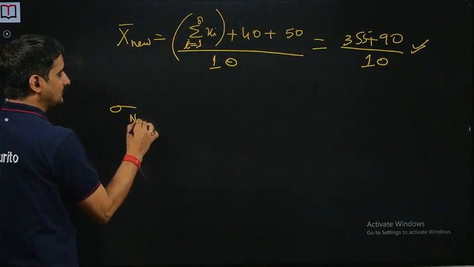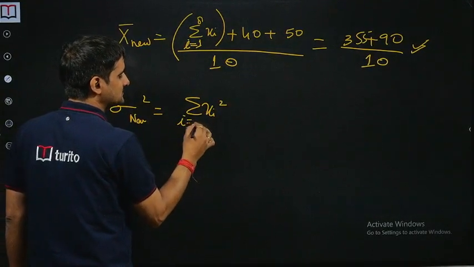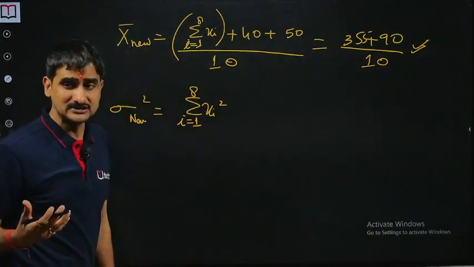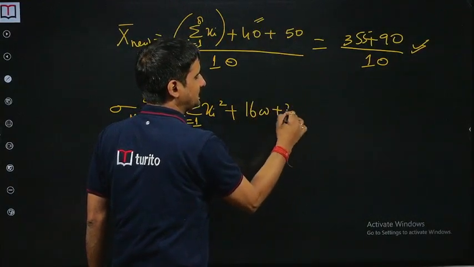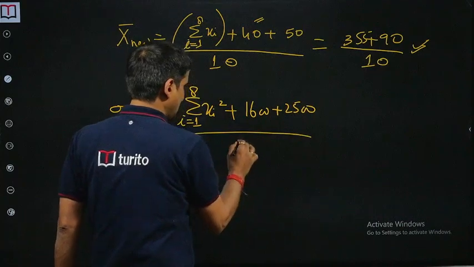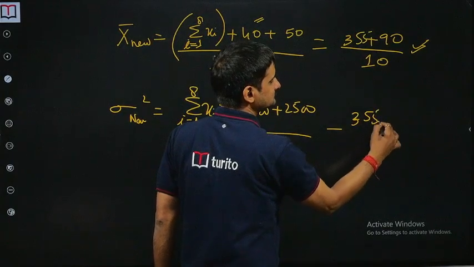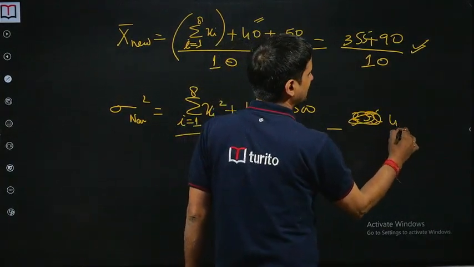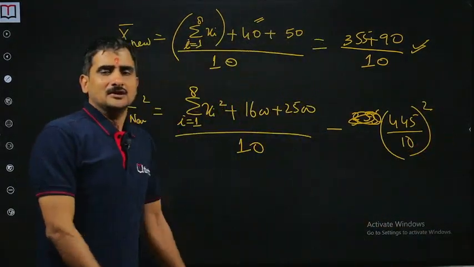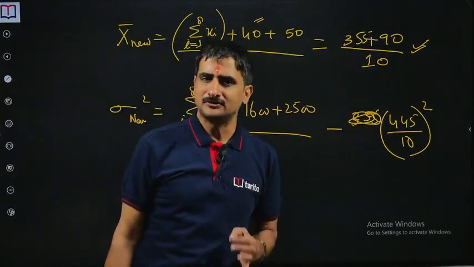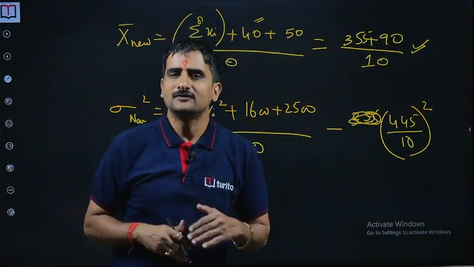Similarly, the new variance here, what will that be? Summation xi square for the 8 students whose marks are unchanged, plus the square of the marks of the 9th student, plus the square of the marks of the 10th student, divided by 10, minus the new mean square. How much is it? It's 445 by 10 whole square, and evaluate it. See, the calculation might be a bit of a problem here. The calculation might be lengthy, but most expectedly it won't be that lengthy.